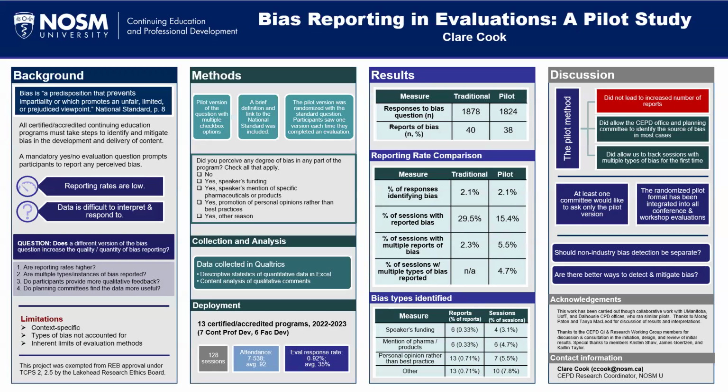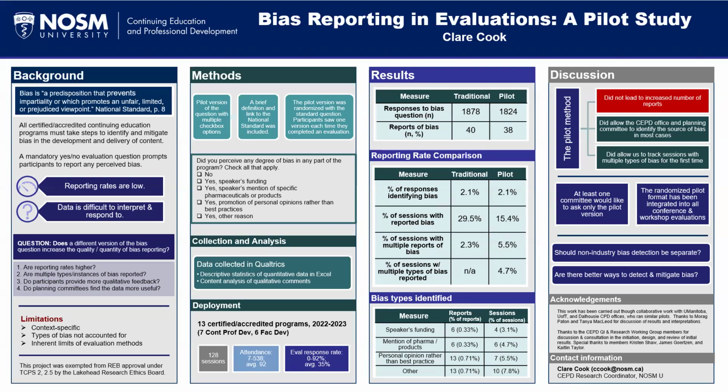In continuing professional development programs, identification and mitigation of bias is a key concern to ensure the validity and trustworthiness of content. Bias is defined by the national standard as a predisposition that prevents impartiality or which promotes an unfair, limited, or prejudiced viewpoint. While originally formulated to address real and potential conflicts of interest in pharmaceutical or other industry, there is growing recognition that other forms of bias play a role in shaping content as well.